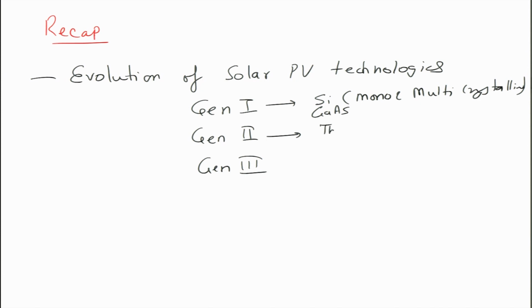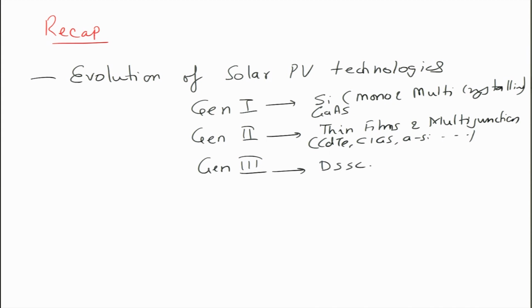Gen 2 would be thin film and multi junction. Thin films would be CdTe, CIGS, amorphous silicon and so on and so forth. Gen 3 will be with dye sensitized solar cells. This is called emerging or new PV: organic, perovskite. There are other technologies also such as quantum dots, CZTS and so on and so forth, which fall under this category.